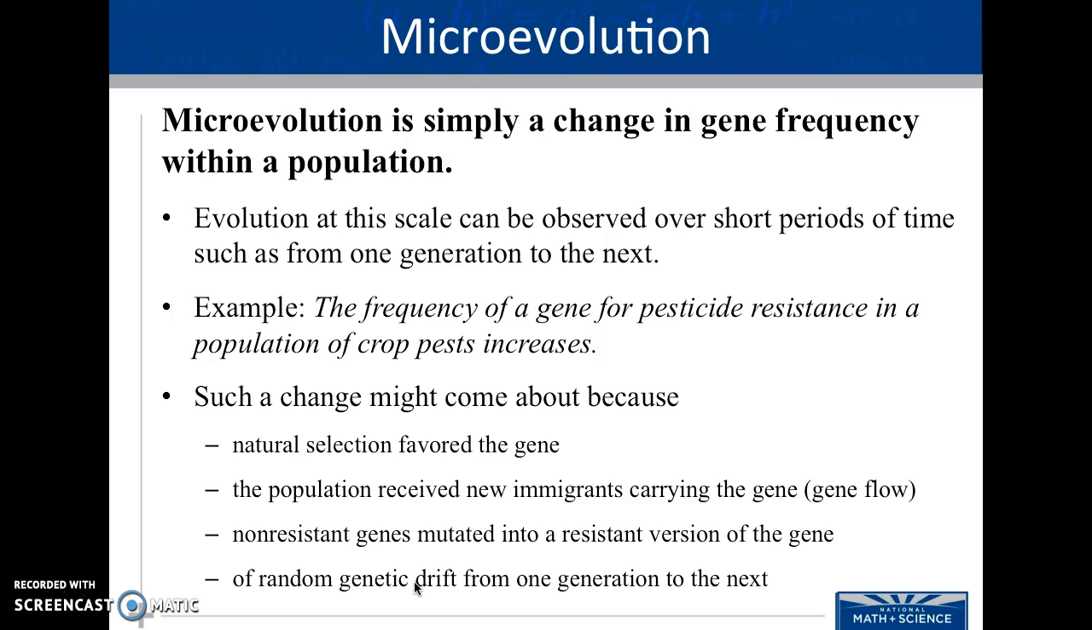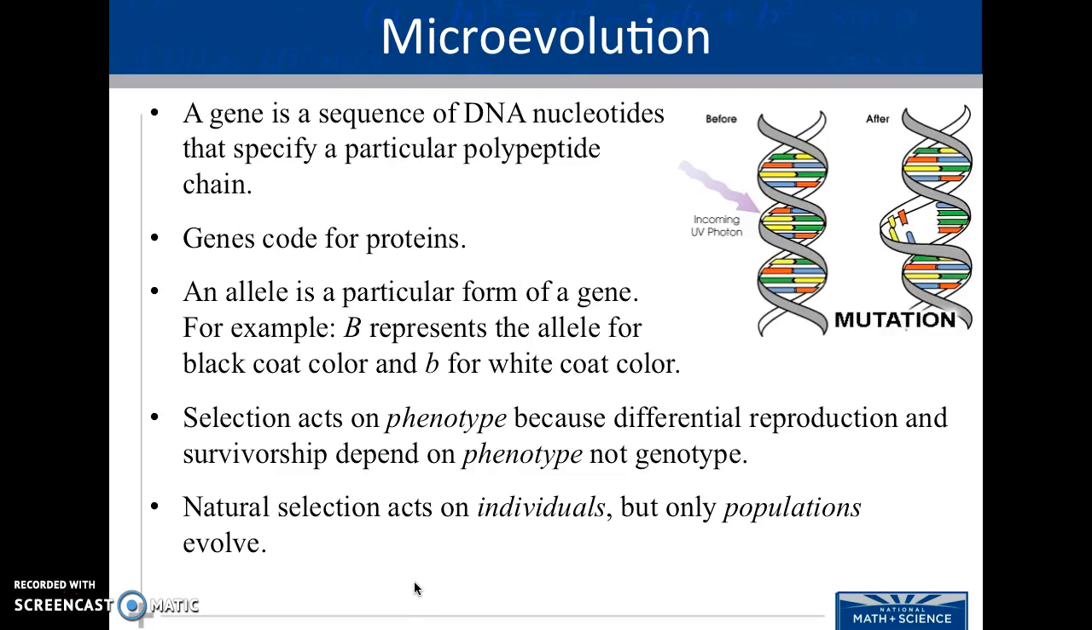Microevolution is strictly a change in gene frequency within a population. Okay, evolution at this scale can be looked at year to year. Basically, for example, when we talk about pests, some pests have a gene that makes them resistant to pesticides. They can survive, and so when a pesticide is sprayed, they will survive and pass on their genes. When we look at their offspring, the number of organisms with that pesticide-resistant gene will be higher than the ones without because all the ones without died off. And that is what is important here.